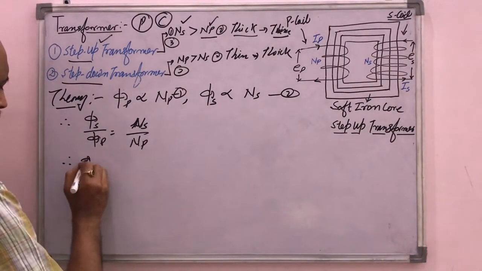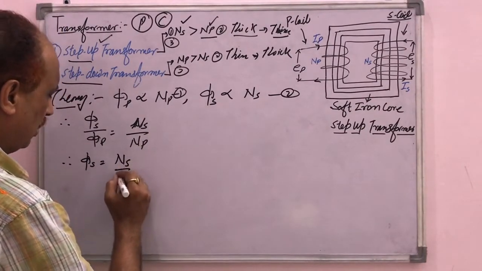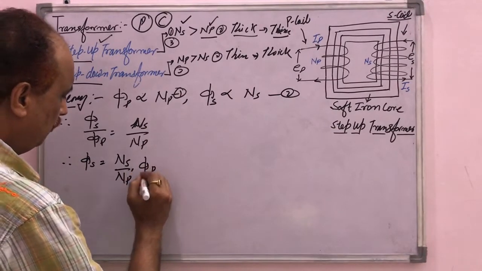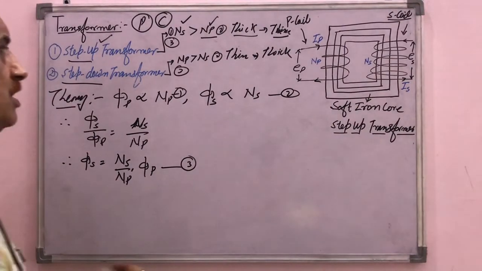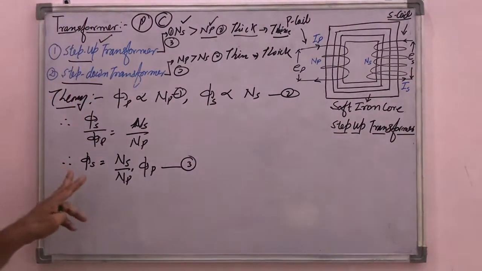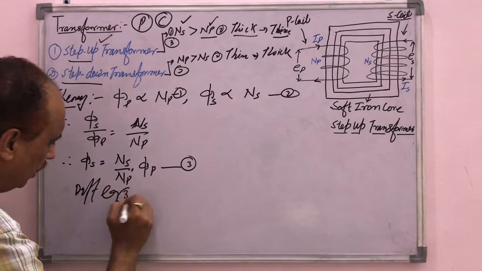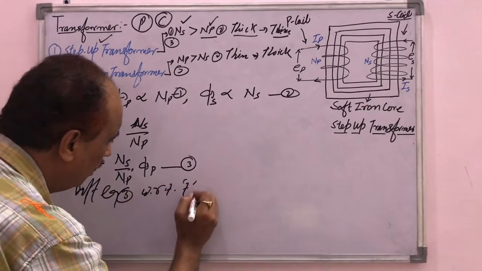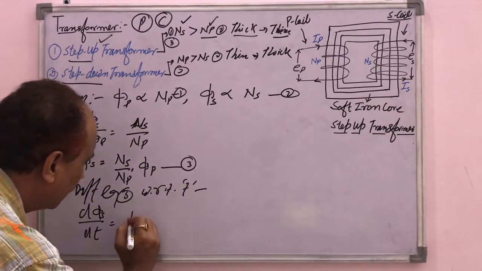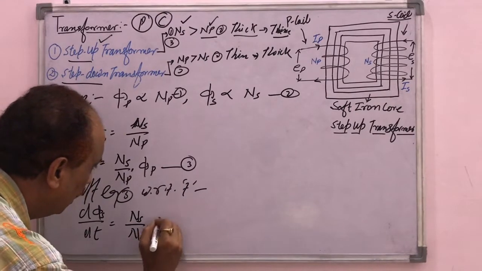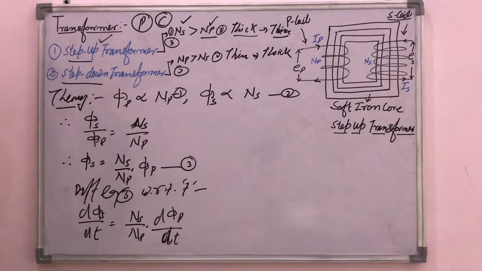Now therefore, φs, the magnetic flux linked in the secondary coil, will be equal to Ns upon Np into φp. It's equation number 3. Now because the magnetic flux is changing with respect to time, we have to differentiate equation number 3 with respect to t. So we have dφs over dt equal to Ns upon Np into dφp over dt.